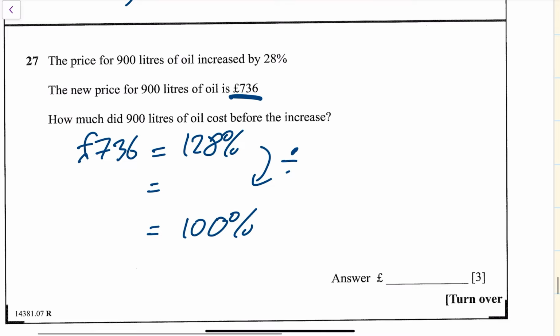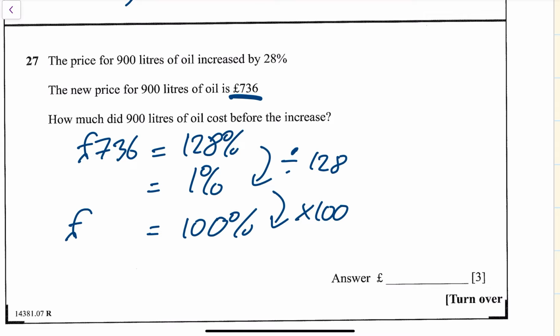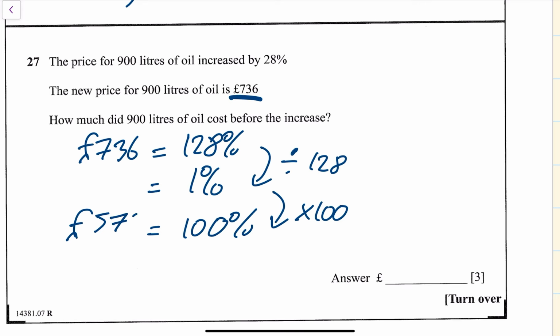So just do this in one go. You're going to divide by 128 to get down to 1%. And then you're going to multiply by 100 to get up to 100%. So let's just do it. We don't need to bother putting the middle value in. 736 divided by 128 and then multiplied by 100. I got 575. £575.